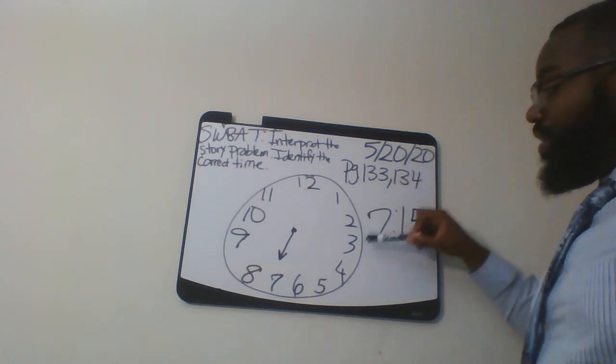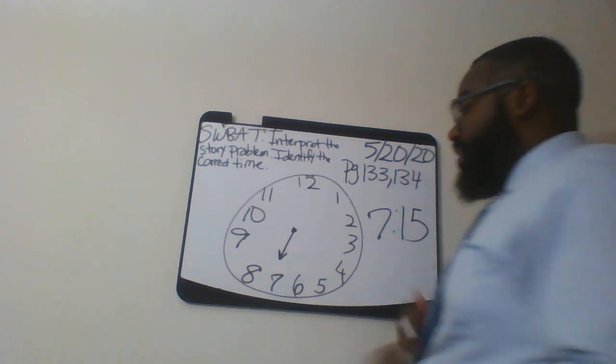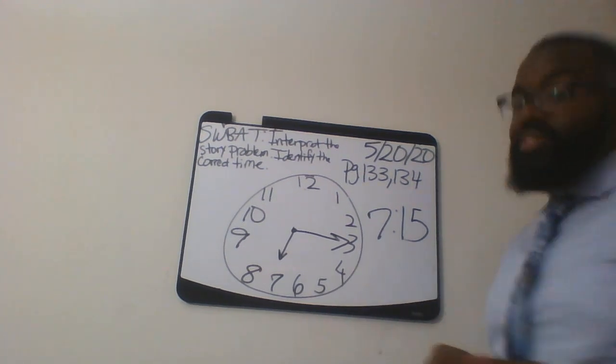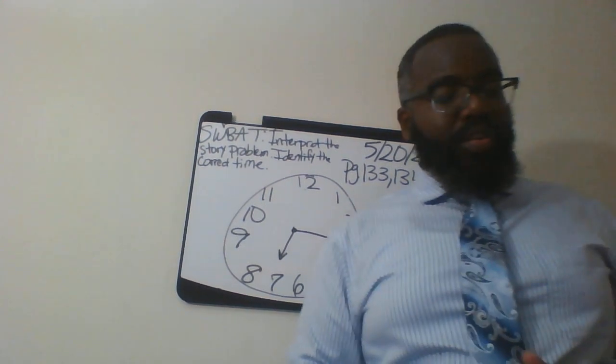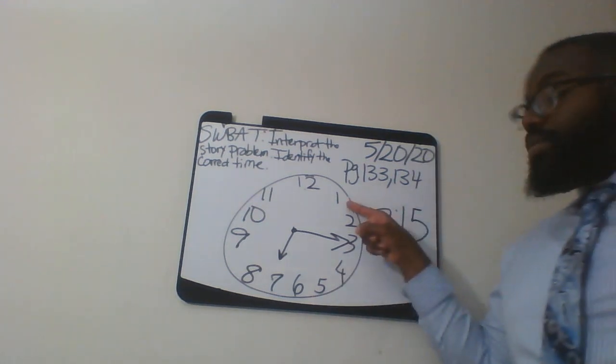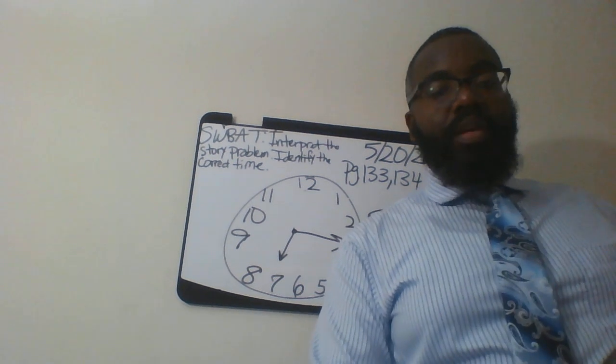We're going to count by 5s until we get to 15 to find out where we're drawing the minute hand. So 5, 10, 15. Notice I stopped at the 3. So for 7:15, the hour hand is on 7, and the minute hand is on 3. You're going to use the same concept for 7:30. You're going to start at the 1 and then count by 5s to figure out that correct time.